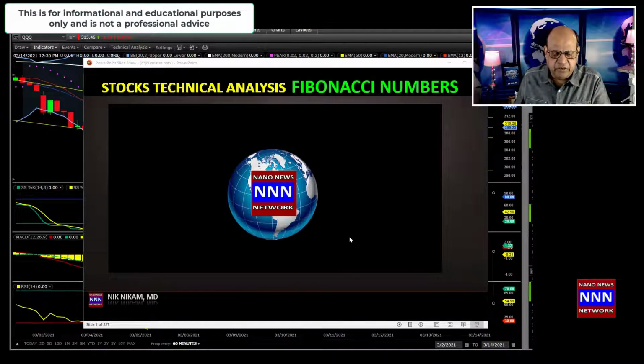Most money managers and hedge fund managers very closely follow these Fibonacci numbers. So as a retail investor, if we follow their footsteps, we should be in line with the big minds. So let's join the big minds.